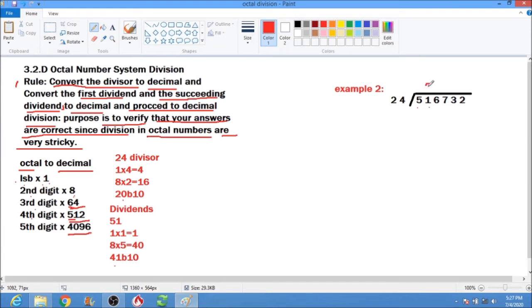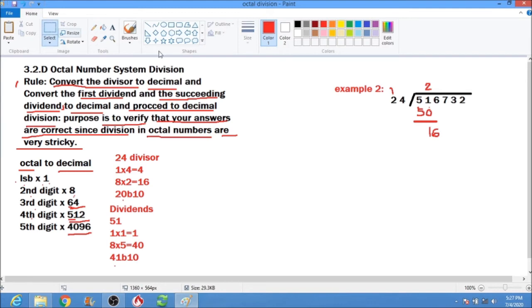So disregard those remainder. So 2 times 4 is 8. 8 minus 8 is 0, carry 1. 2 times 2 is 4 plus 1, and that will be equal to 5. Then proceed to subtraction. Of course, 51 minus 50 is 1, and then bring down 6.